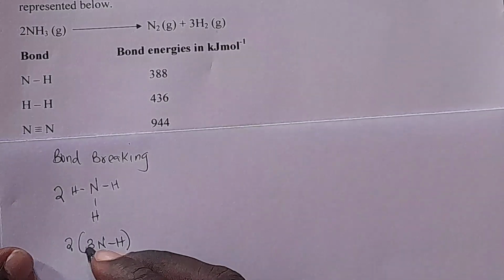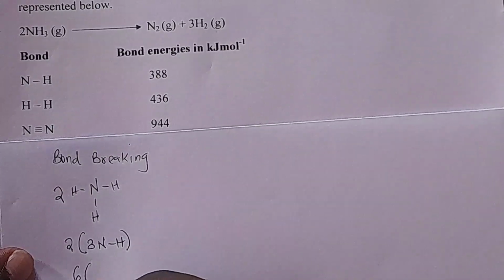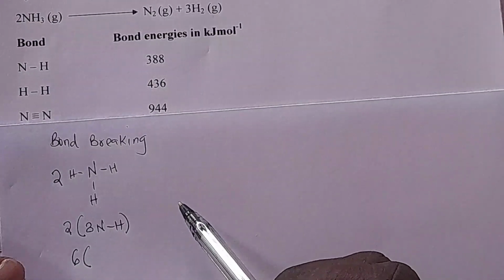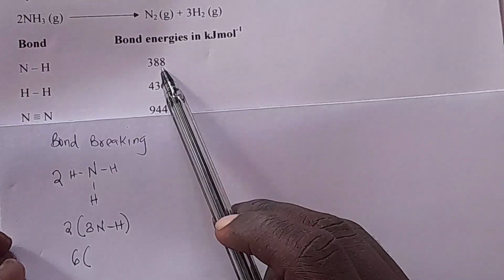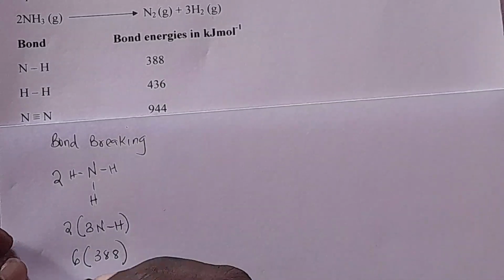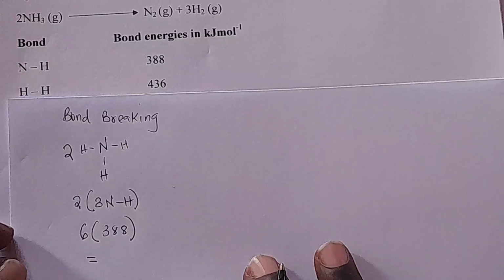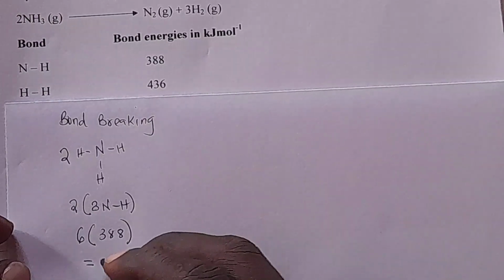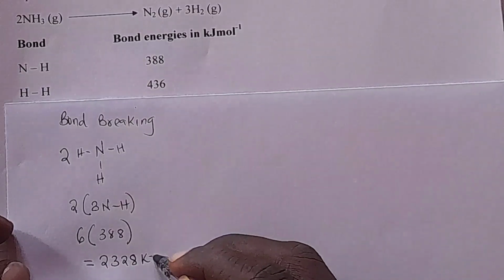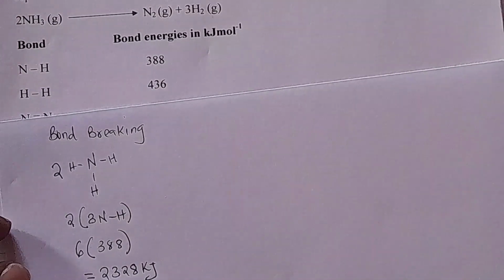So we're going to have 2 times 3, those are 6. Then open bracket, we are going to see the bond energy for nitrogen to hydrogen. That's 388. So here I'm going to get a value of 2328 kilojoules. So that's my bond breaking side.